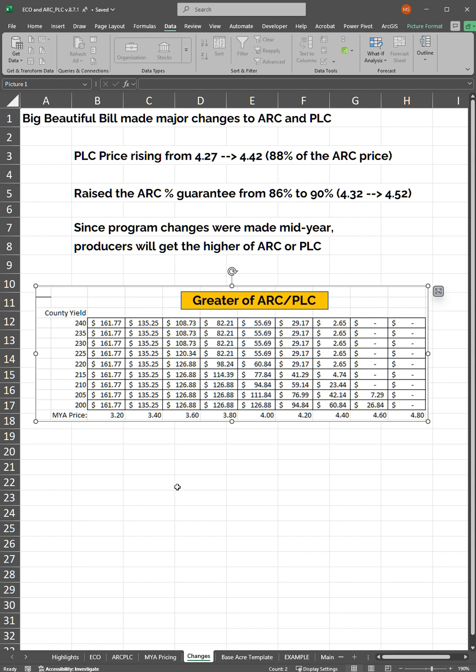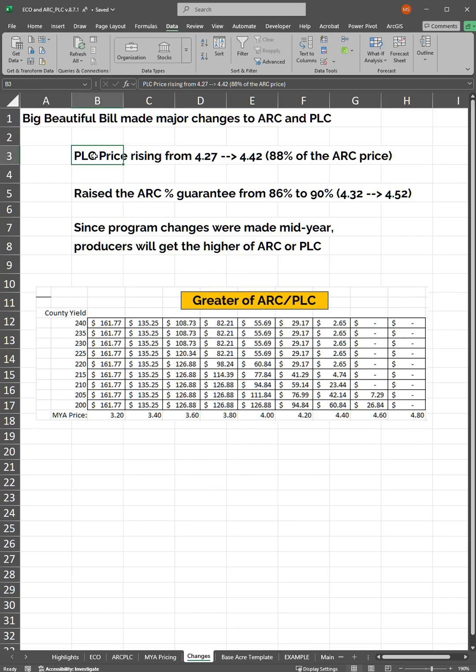The biggest changes, and why we've been talking about this probably more frequently, especially getting close to these $4 levels, is the changes in the Big Beautiful Bill that got passed on the 3rd or 4th of July. After running the numbers, the three biggest points that we've noticed have the most impact are the PLC price going from 427 up to 442. They also raised the ARC county guarantee from 86 up to 90, so that effectively turned a 432 floor into a 452 floor.